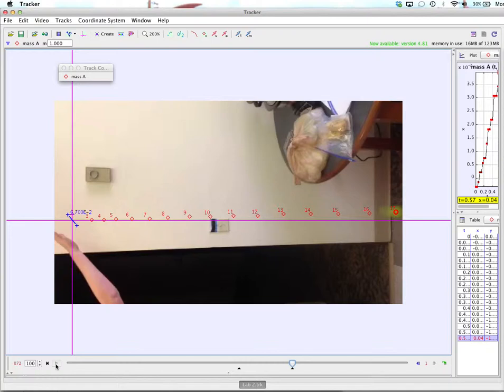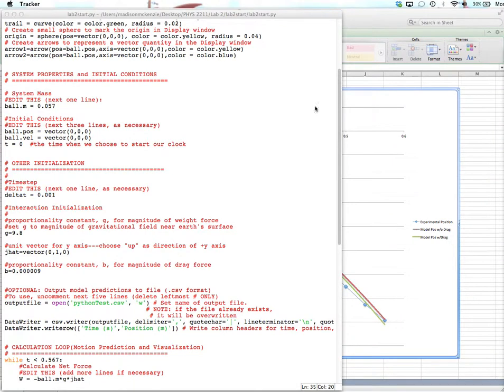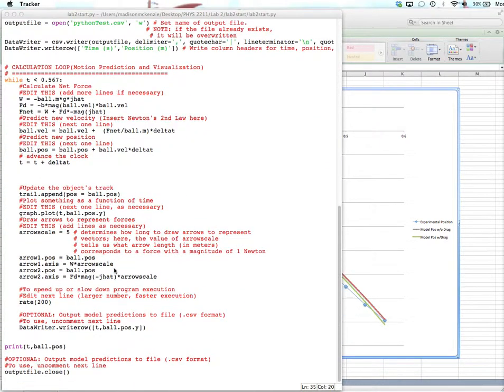Some points may have been lost due to the blurriness of the motion, but it did fall in almost a straight line. From this data, I made a model of the motion in Python, keeping the mass of the ball the same as my last experiment at 0.057 kilograms. Delta T was also not changed. The time was changed to reflect the length of the video.